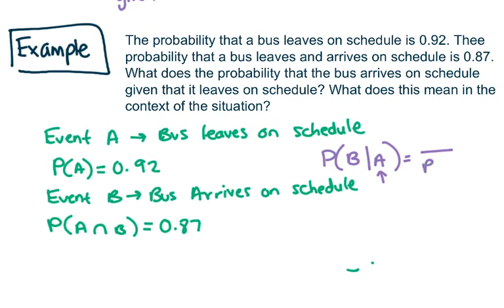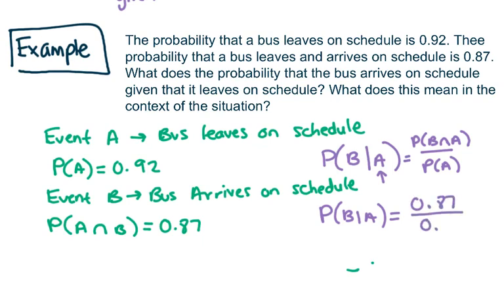So this is the probability of A. And then on the top of your fraction is always both of them, so both happening. So the probability of B and A, and it is commutative, so the probability of A and B and the probability of B and A are the same thing. So the probability of B given A is going to equal 0.87 divided by 0.92. I'm just going to plug that right into my calculator, and rounding to 3 decimal places, I get approximately 0.946.